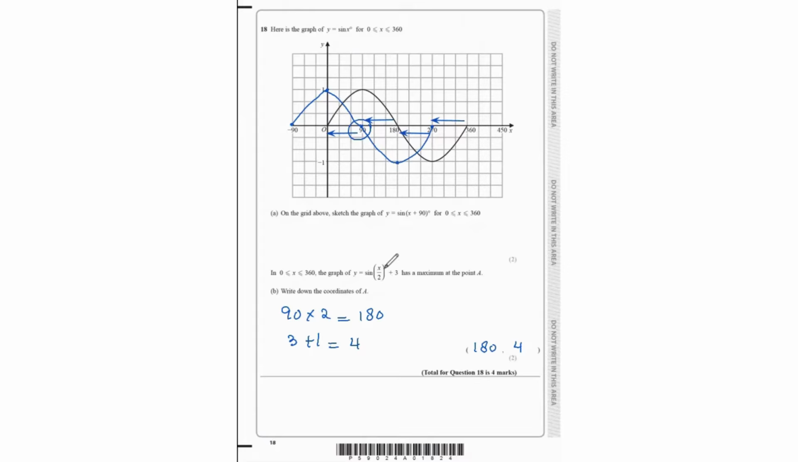To the x value, we multiplied by 2 because that's a scale factor. So 90 times 2 became 180. The reason why I took 90 and 1 is because that's the maximum point of the y equals sine x graph. So now when we transform that point step by step, the x value times 2 and the y value plus 3, that gives us 180 degrees and 4.